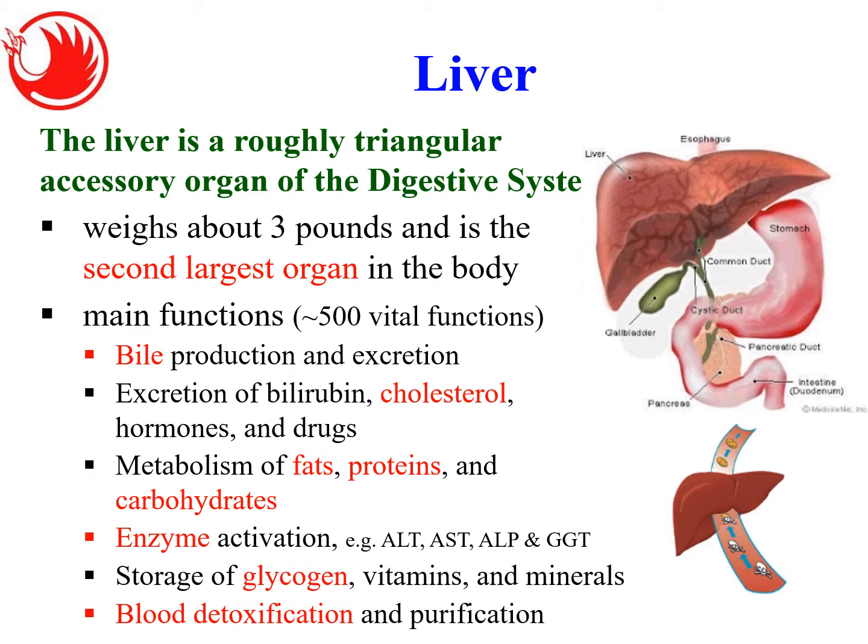Next is storage of glycogen, vitamins, and minerals. The liver will store all this for future use. The excess sugar is stored in the form of glycogen. So when the body needs more energy, liver enzymes will convert the glycogen to sugar and send it to our body. The next function is blood detoxification and purification.